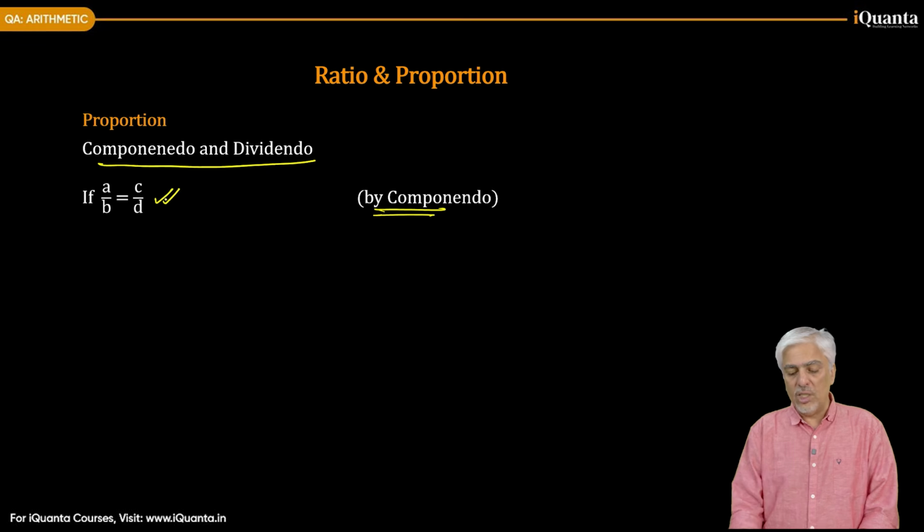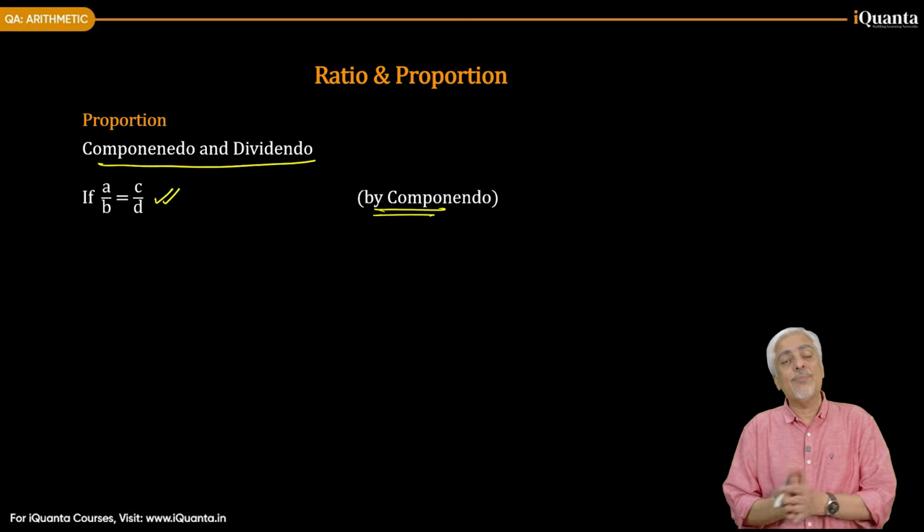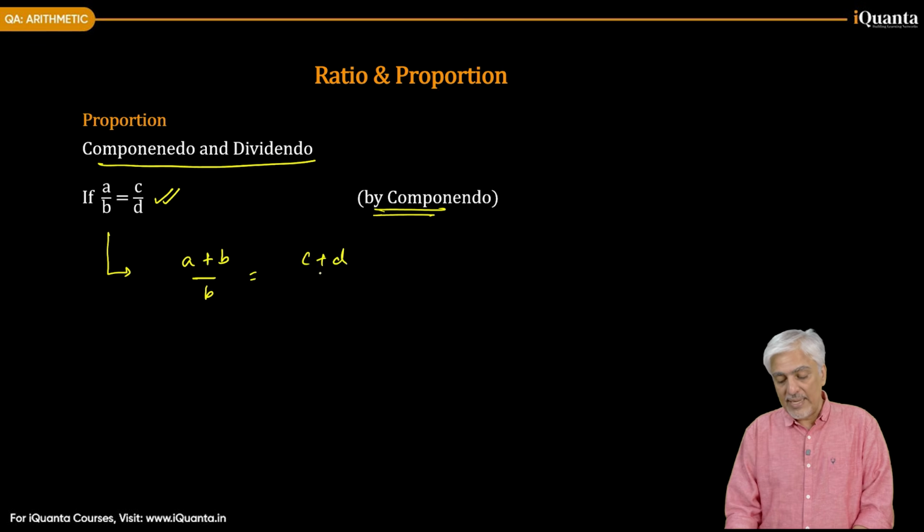Suppose if we have four terms in proportion, if A, B, C, D are in proportion, and if I apply componendo, remember when I'm applying componendo, I'll have to apply it to both the sides. I can't just apply it to one side. So when I apply componendo, what will I get? I'll get A plus B upon B will be C plus D upon D. This is the application of componendo. The numerator adds basically, A plus B upon B is C plus D upon D.